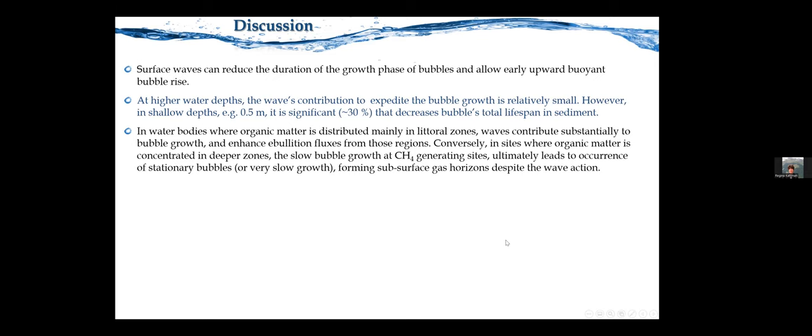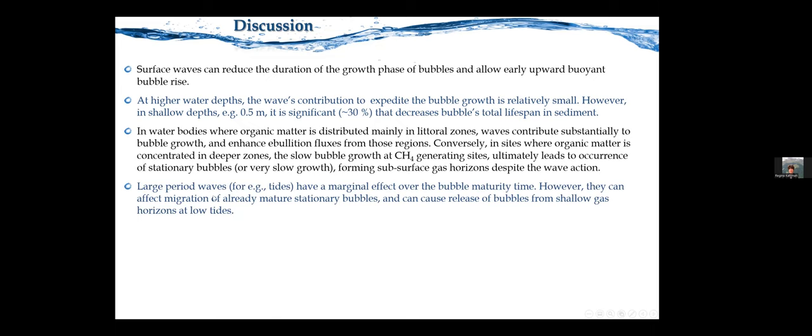In contrast, in sites where organic matter is concentrated in the deeper zones, for instance, as in Lake Kinneret, the slow bubble growth in methane generating sites leads to the occurrence of stationary bubbles or gas horizons, despite the wave action. So with respect to the tides, because tides have a long period, those have a marginal effect on the bubble maturity time. However, the tides can affect migration of already mature stationary bubbles and cause their release if there is some amount of bubbles in the gas horizon.